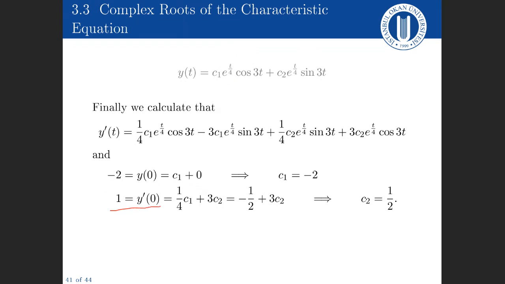We also need to satisfy y prime of 0 is equal to 1. Remember, sine of 0 is 0, so this is all 0. This is all 0. Forget about those. Cos of 0 is 1. Cos of 0 is 1. Forget about those. E to the power of 0 is 1. Forget about this. Forget about this. And we're left with a quarter C1 plus 3 C2. We know C1 already. We have minus a half plus 3 C2. So therefore C2 must be a half.